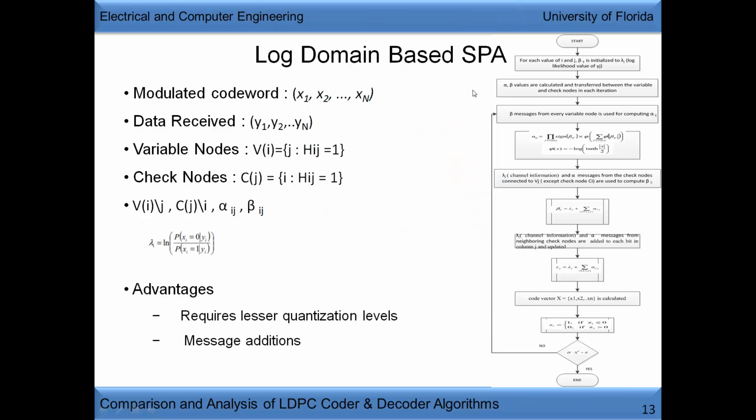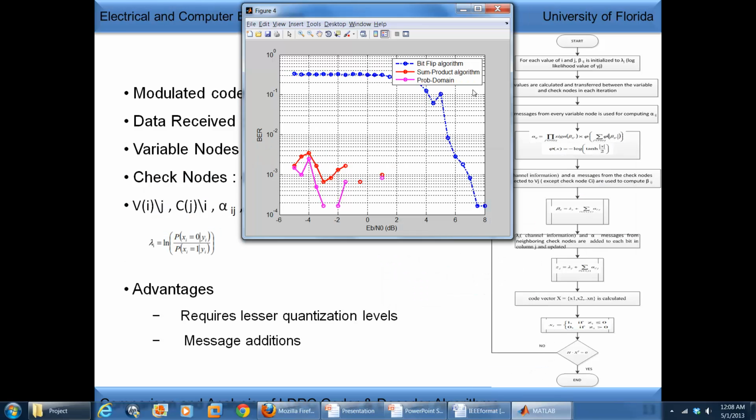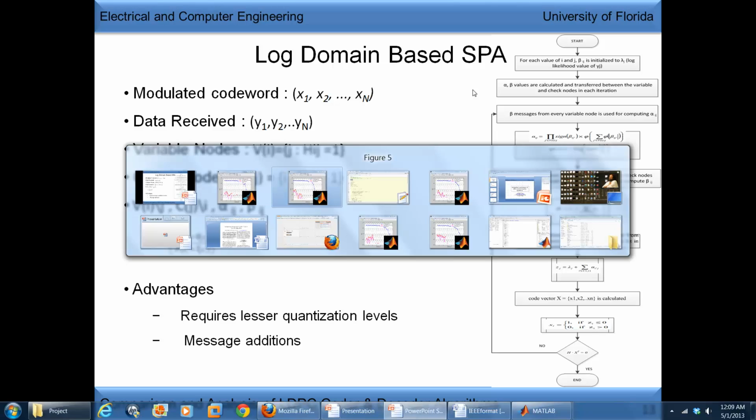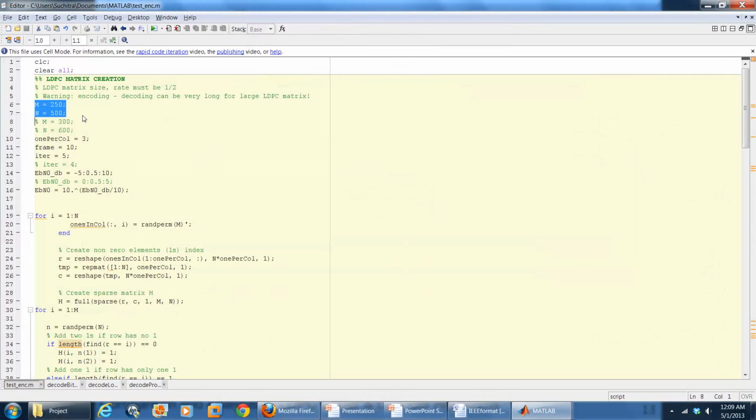So let's, now that was 250 cross 500 and iterations were 5. Now let's run it for 4 iterations and check the results.